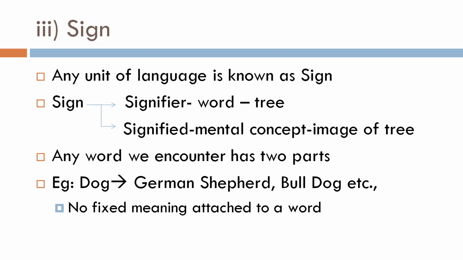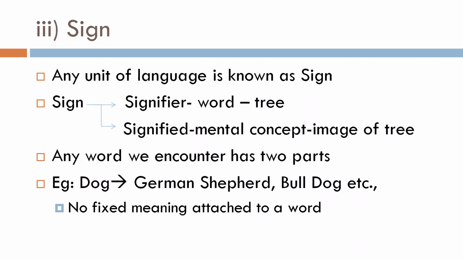Okay, let's see the next principle. Sign. What is a sign? Any unit of language is known as a sign. So according to Saussure, this sign is divided into two types, signifier and signified. What is a signifier? It's just a word. Tree. Okay, so tree is a word. So this is a signifier.